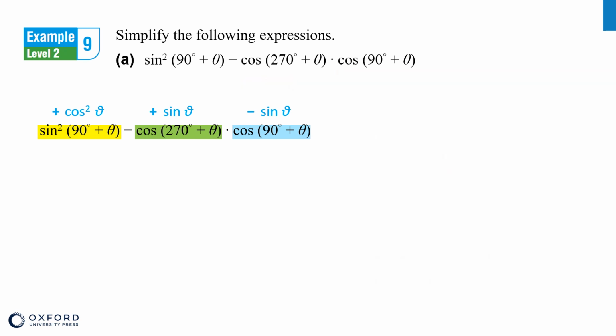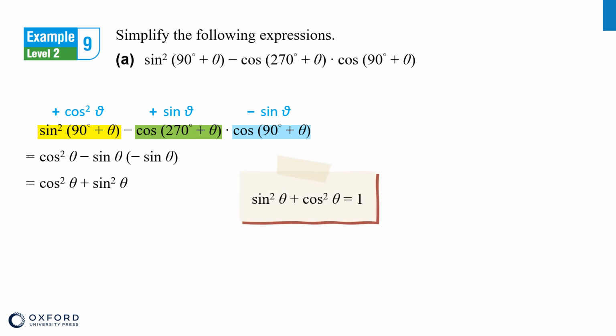Now we've simplified all 3 ratios. We've got cosine squared of theta minus sine of theta times negative sine of theta. Then we have cosine squared of theta plus sine squared of theta. Is it the simplest answer? Not yet. We can apply the identity sine squared of theta plus cosine squared of theta equals 1. So the final answer is 1.